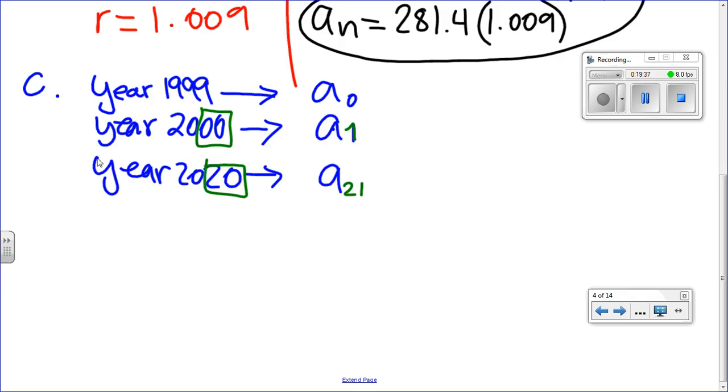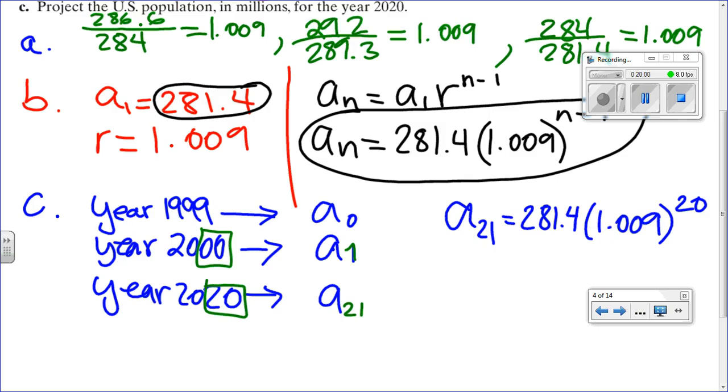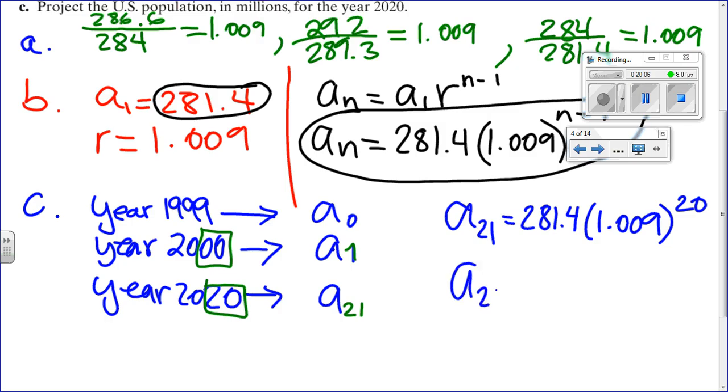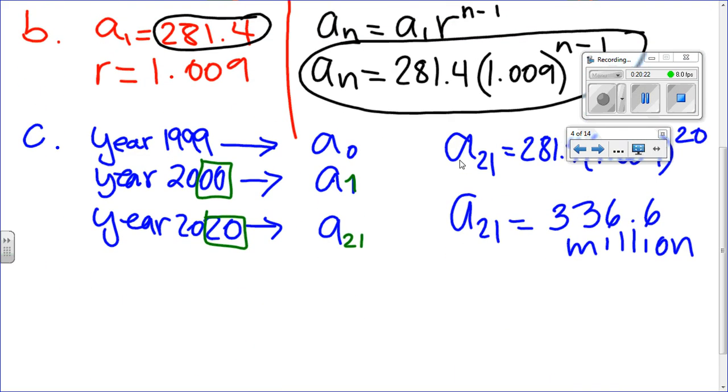Okay, now using the general form that we had, we're going to find the 21st term. So we're using 281.4 times the ratio to the power, what? 20. Oh, I'm sorry, A sub 20. Yeah, A sub 20. Okay, do you guys have the answer? 336.6 million. Say that again? 336.6. Okay, do we all agree? Yes, maybe? Okay.